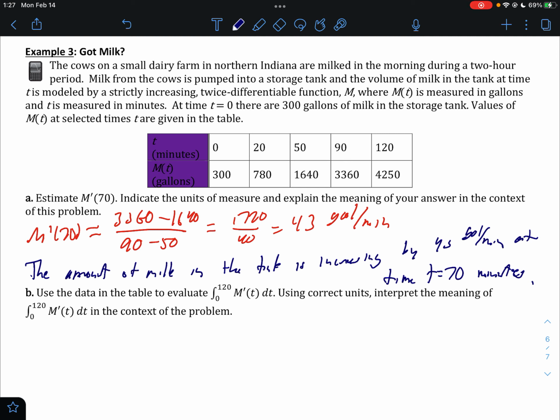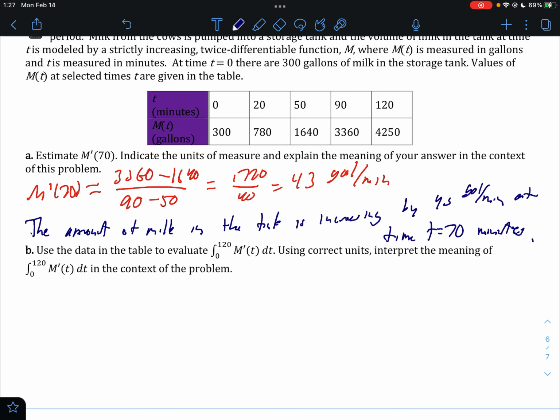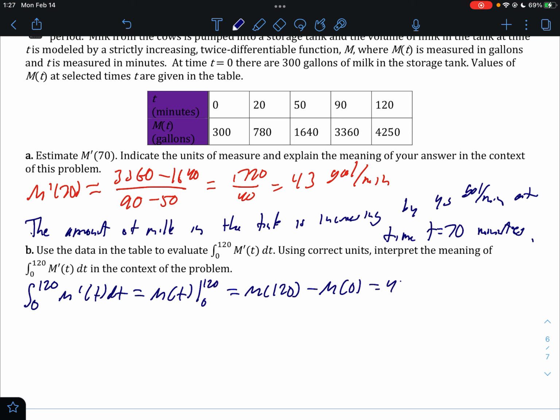Question B says, use the data table to evaluate the integral from 0 to 120 of m prime of t dt. So that would be, well, the antiderivative of m prime would be m from 0 to 120. So that's just m of 120 minus m of 0. m of 120 is 4250. m of 0 is 300. So our answer would be 3,950 gallons.